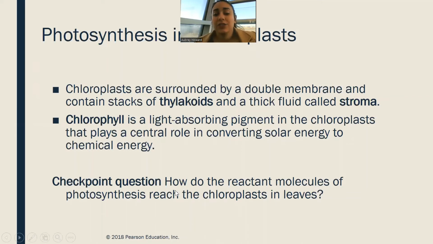But I do have a checkpoint question here. It says, how do the reactant molecules of photosynthesis reach the chloroplasts in leaves? If you want to spend a couple of seconds and flip back through any notes or go back a few slides, if that's helpful, I want you to figure out how your reactants, so your chemical reaction for photosynthesis, how do your reactants even get into the cell in order to get to your chloroplasts to go through those chemical reactions?